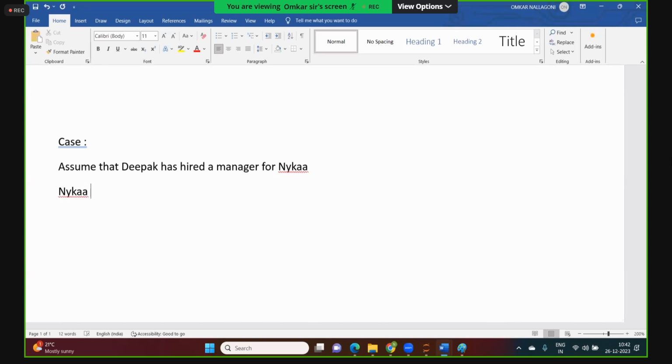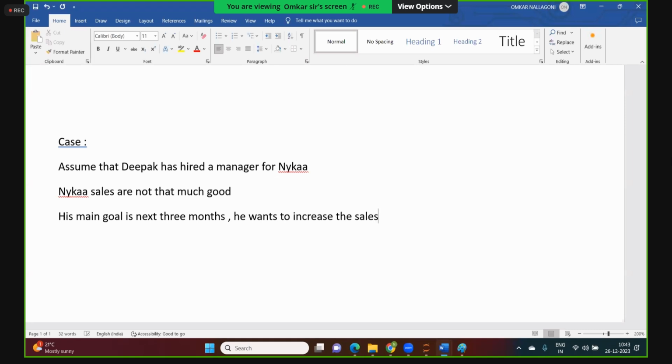Nykaa sales are not that good. So his main goal is, in the next 3 months, he wants to increase the sales. For that, he has a brilliant idea. He wants to advertise.